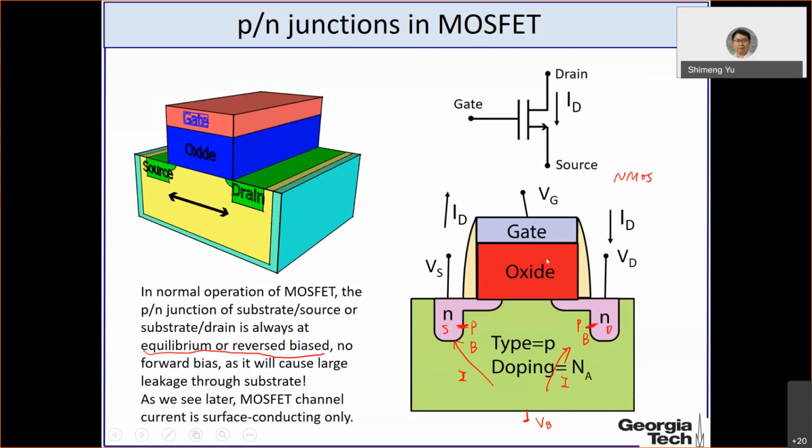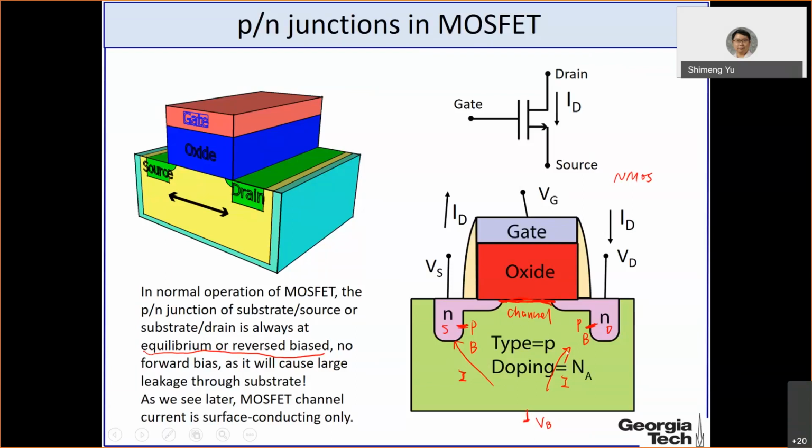Because that means your gate will lose the control of the channel. We will talk about this later in the next lecture. So for the MOSFET, we want the current only to conduct at this surface between the silicon and the oxide. And we call this the channel. We only want this current flow to be controlled by the gate. We don't want current flow down to the substrate due to this forward bias PN junction. This will cause a short circuit in your chip. So we want to avoid that.